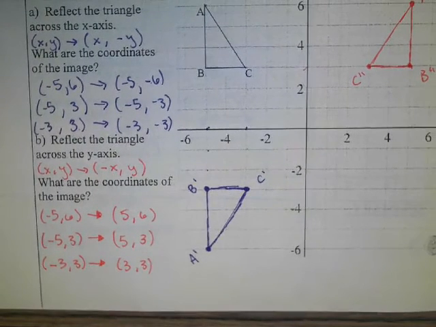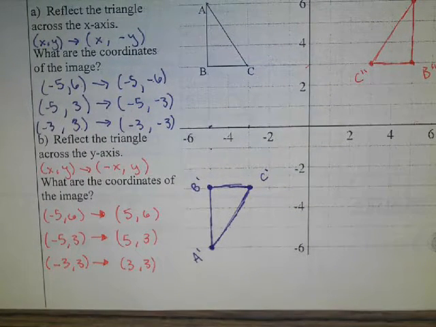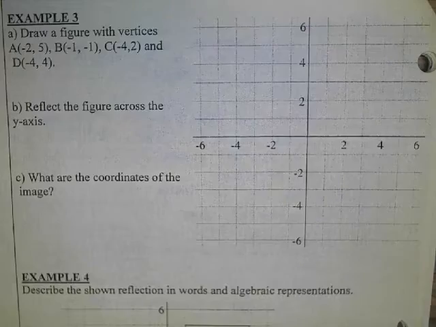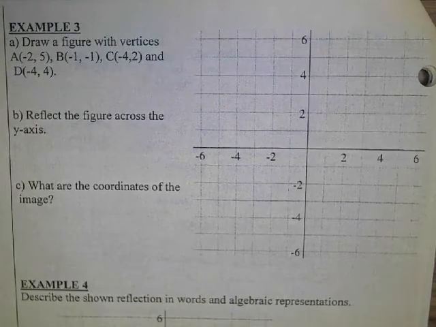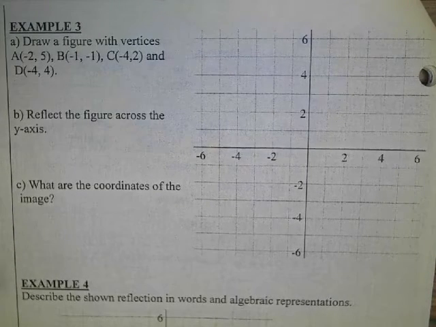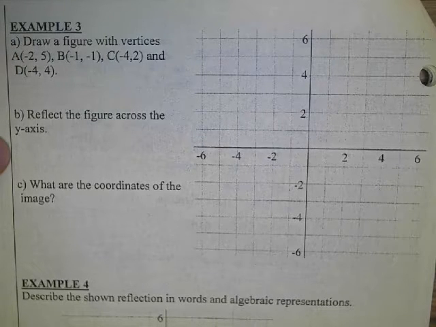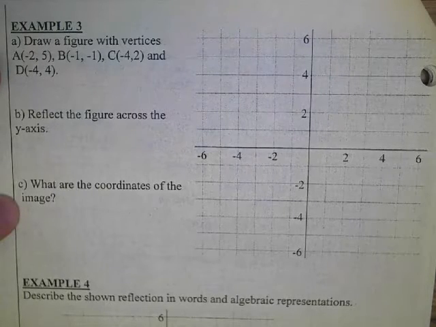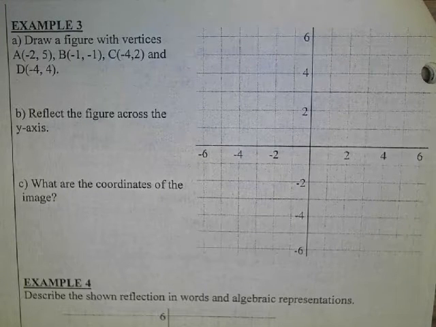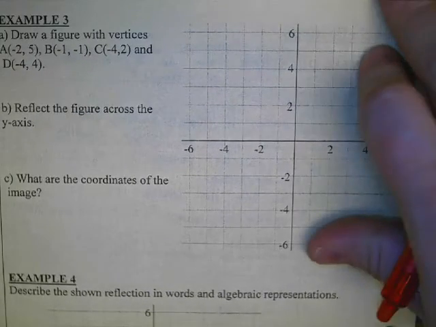Okay, so let's go ahead and flip to the back side of this. And on number 3, I'd like you to try this one on your own. You can pause right here. You'll draw the figure using these vertices. You'll reflect it across the y-axis, and then you'll write the coordinates of the new image. So if we tried this one on your own, let's take a look at it.